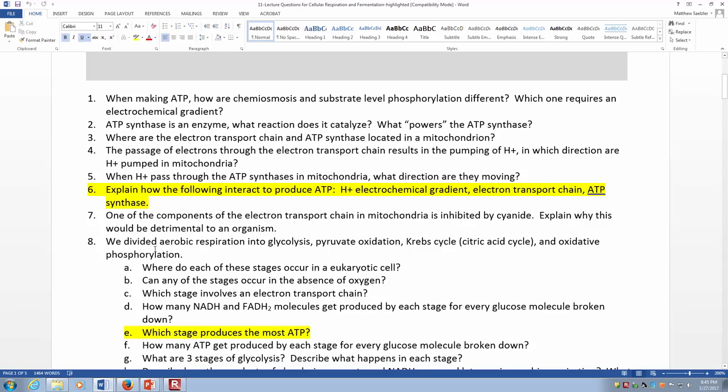I mentioned it when I was lecturing, yeah. So one of the components of the electron transport chain in the mitochondria is inhibited by cyanide. Explain why this would be detrimental to the organism.